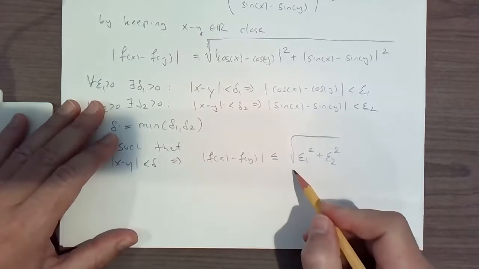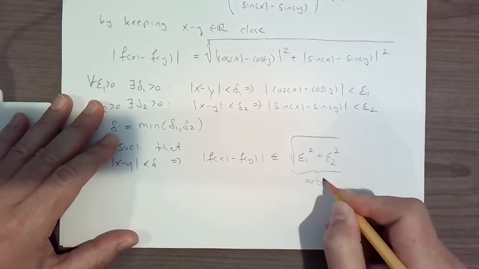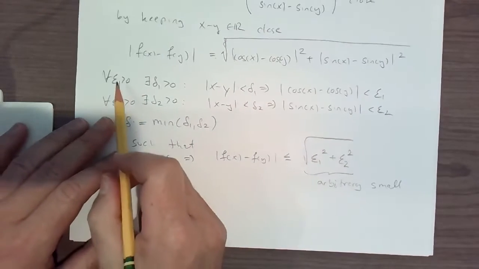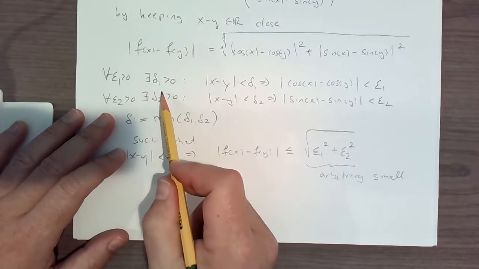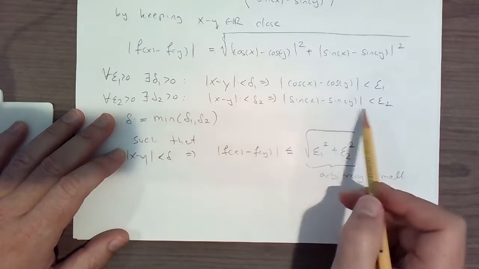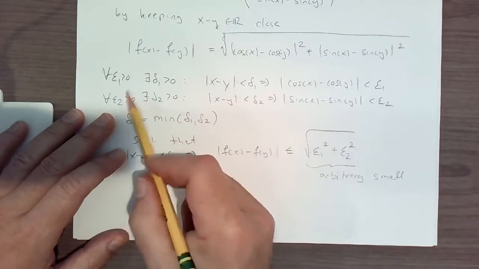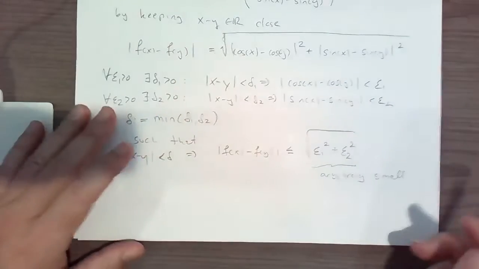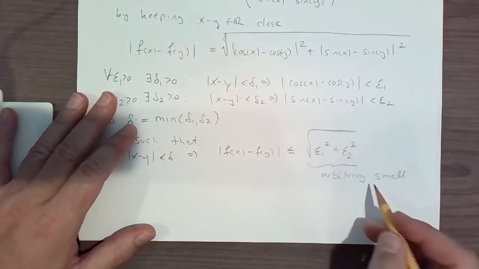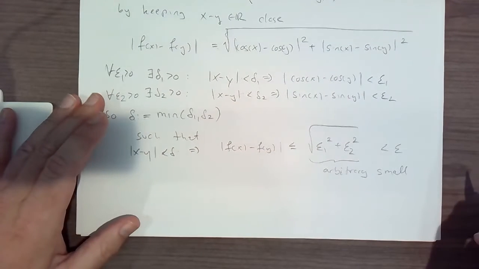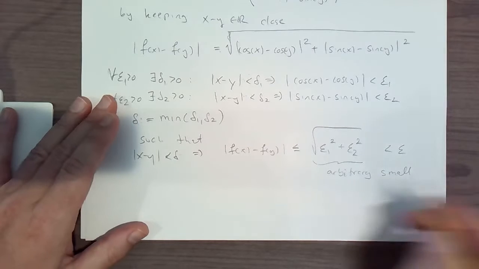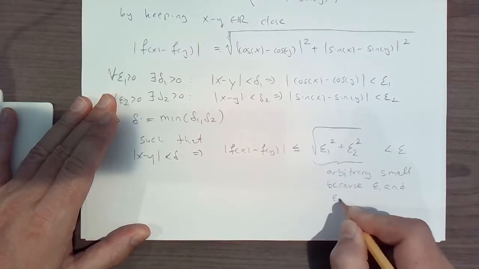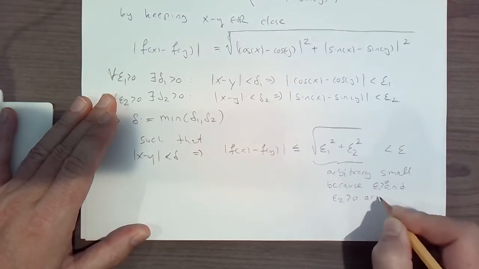But this is arbitrarily small. This is arbitrarily small, right? Because the statement is over here that by squeezing delta 1 and delta 2 towards 0, I can get these inequalities to work for any epsilon you want. So I can make this thing here arbitrarily small. In particular, I can make it smaller than some given epsilon. This is arbitrarily small because epsilon 1 and epsilon 2 are positive and arbitrary.